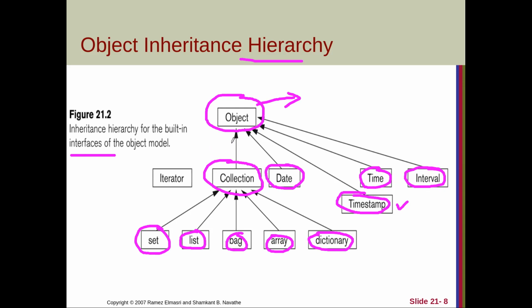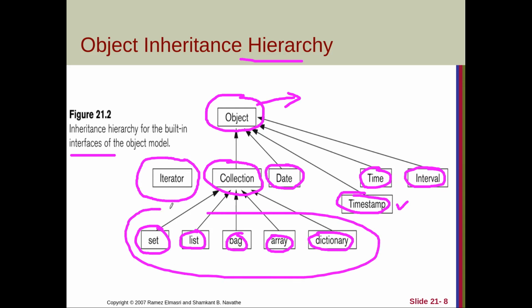Among all these interfaces, we have a separate interface called iterator, which is applicable for all these collection objects. So iterator is a separate built-in interface which is not based on object. It has the properties for accessing the individual elements, for iterating among all the elements present in any of these collection types. So we have a separate iterator interface that is also built in within the object-oriented ODMG model. I hope this architecture is clear.